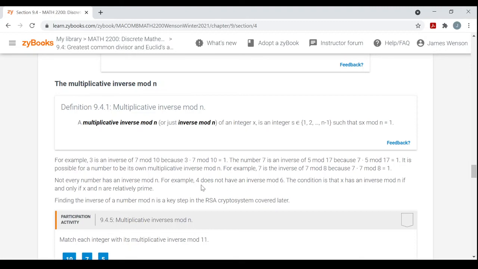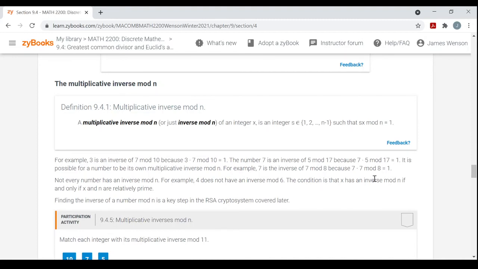Because if you do 4 times 1, that's 4. 4 times 2 is 8, which is 2 mod 6. 4 times 3 is 12, which is 0 mod 6. 4 times 4 is 16, which is 4 mod 6. And 4 times 5 is 20, which is 2 mod 6. So, if you multiply 4 by 1, 2, 3, 4, or 5, you're not getting something that's congruent to 1 mod 6. So some numbers don't have an inverse mod n.